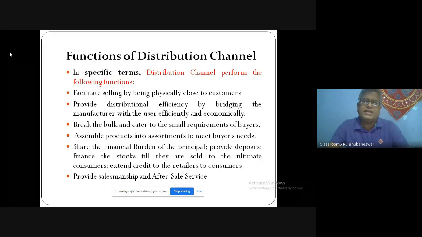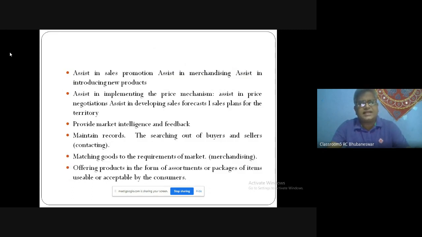Through the distribution channel, the financial burden can also be reduced for the bearer of the goods. It also assists sales promotion, and you can also implement the price mechanism, which varies through the distribution channel.